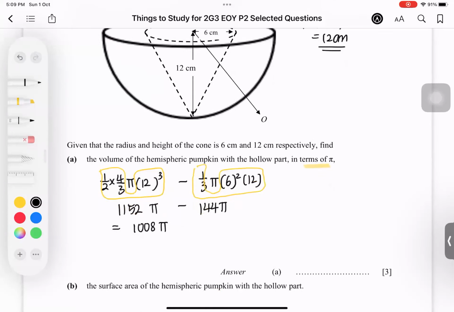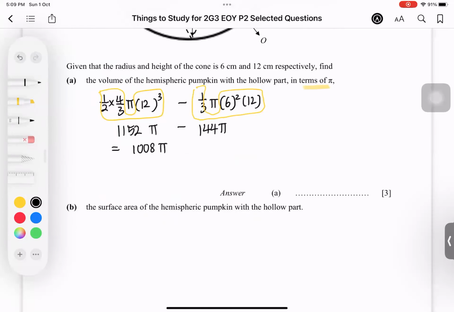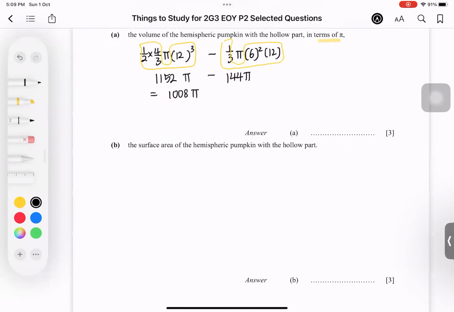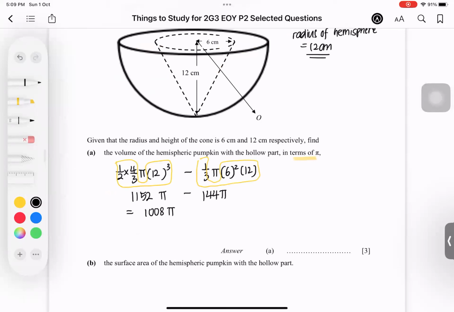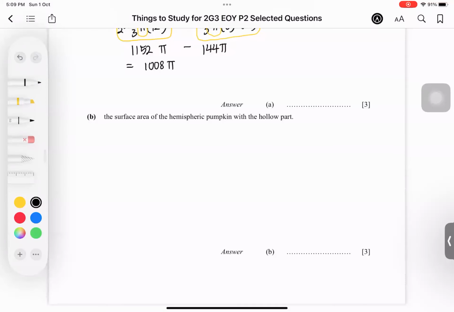Next question, find the surface area of the hemispherical pumpkin with the hollow part. There are so many different portions. Firstly, if you look at it from the top, you should be able to observe this donut over here, right? So that is a donut. So let me first draw out the shape.